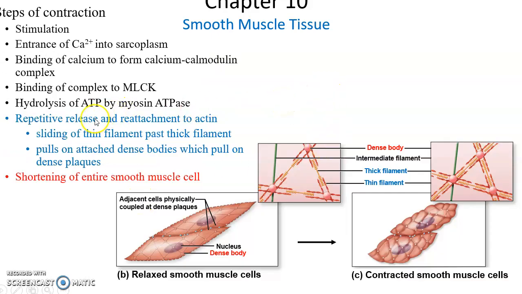And so we get the repetitive release and attachment of myosins to actin, pulling the dense bodies closer to each other. So the filaments are sliding past each other, the thin filaments toward the middle of the thick filaments. Dense bodies are being pulled closer and closer to each other. This is then pulling on the intermediate filaments of the cytoskeleton, which is causing the dense bodies on the cell membrane to get pulled toward each other. And this leads to an overall shortening of the cell. The cell contracts.